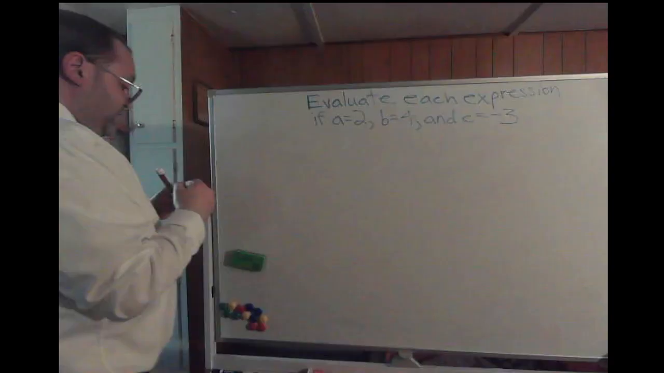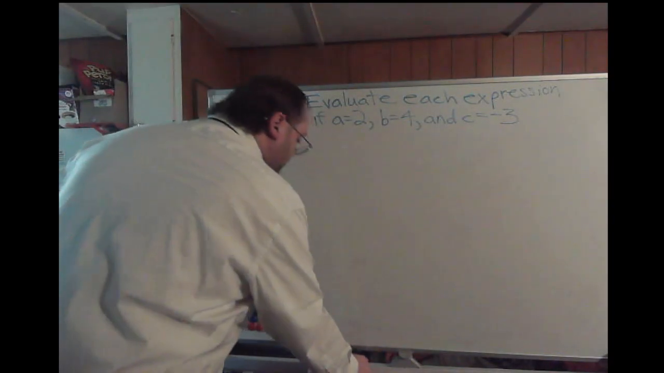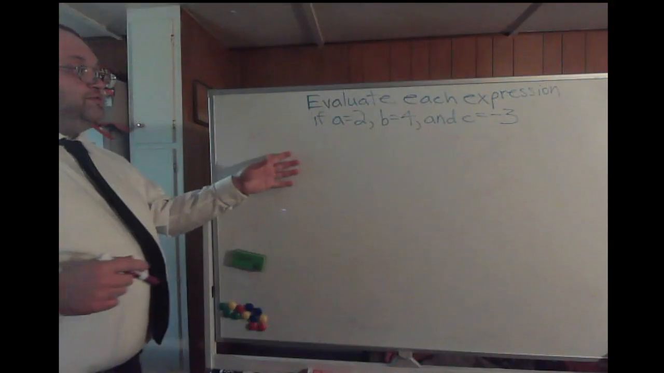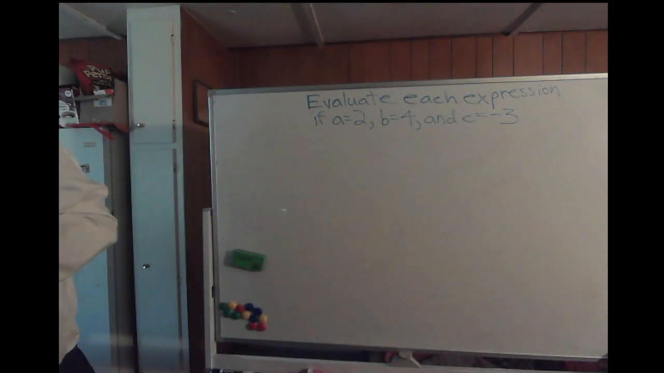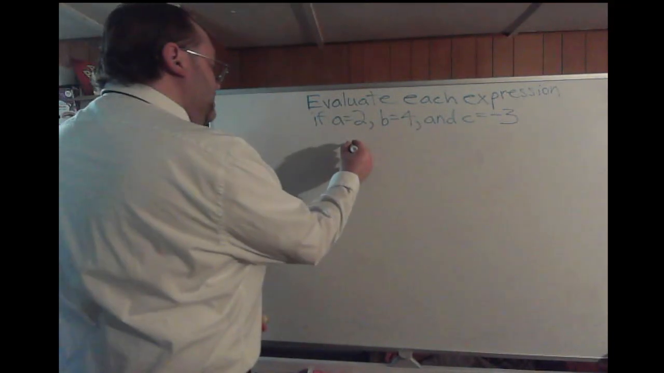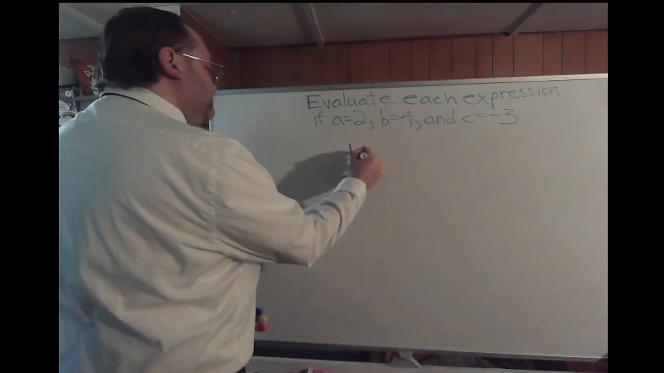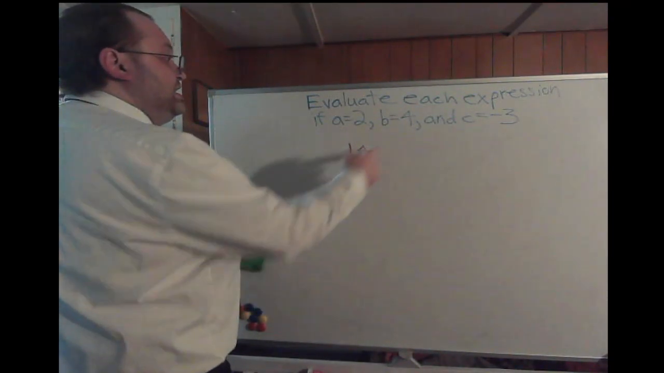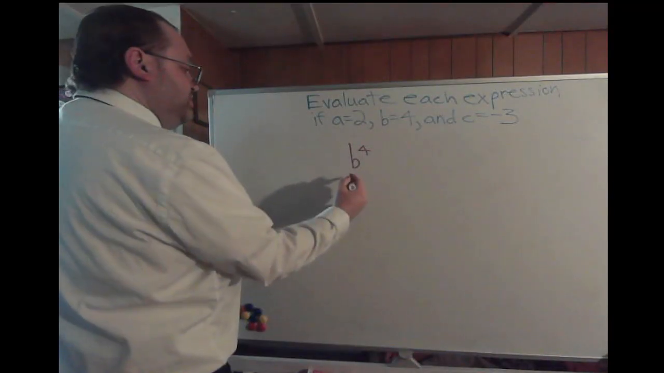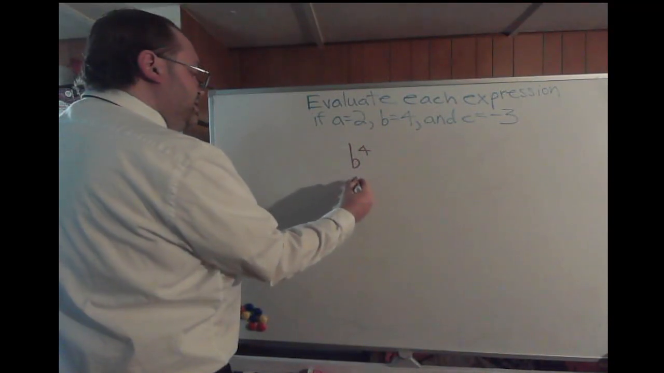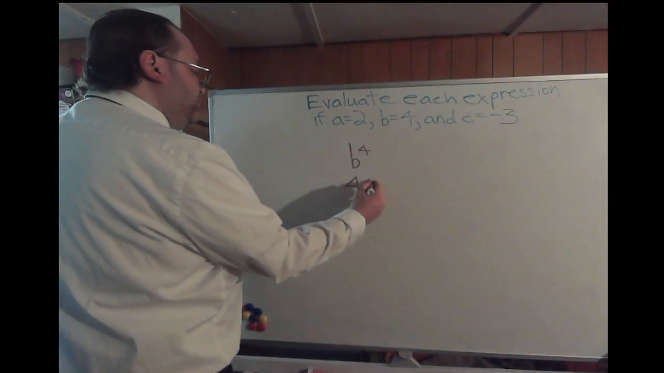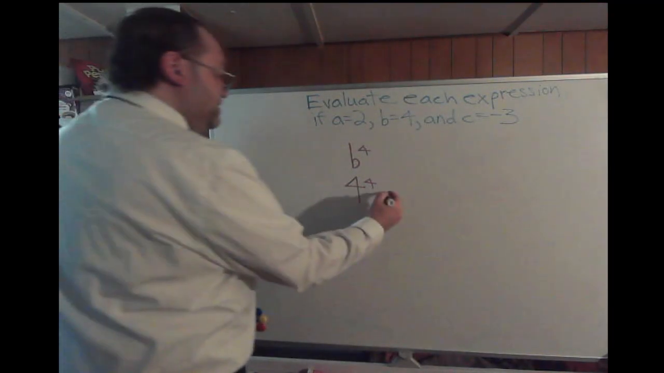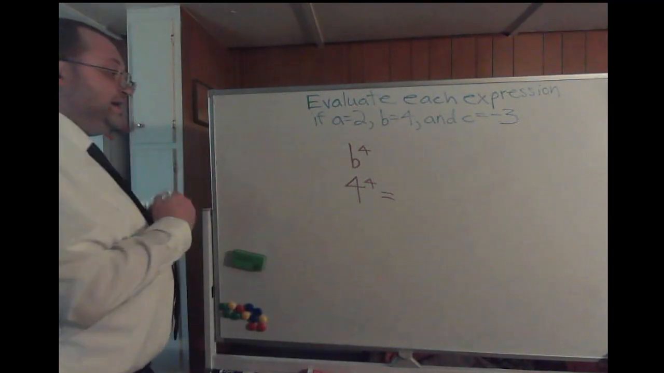Alright, so we're going to do a little bit of some variable equations here. We're going to substitute some values in for some variables. The first one here, evaluate the expression b to the 4th, right? Well, it tells you here that b is equal to 4, so you'll substitute the 4 in for b, and you'll have 4 to the 4th. Well, what is 4 to the 4th? Just use your handy-dandy calculator.